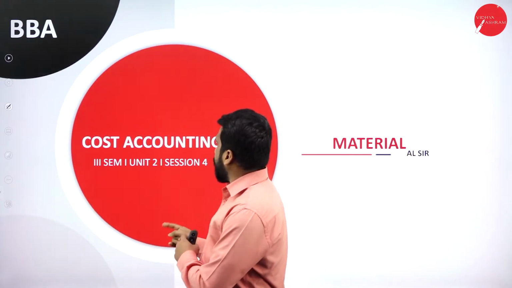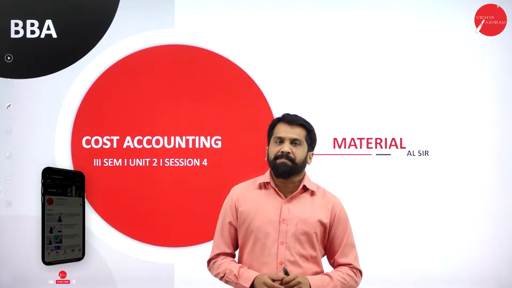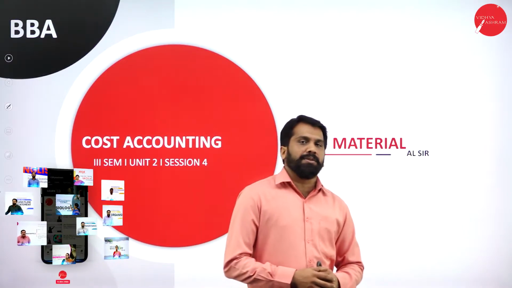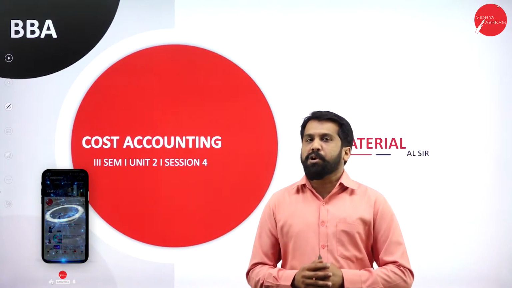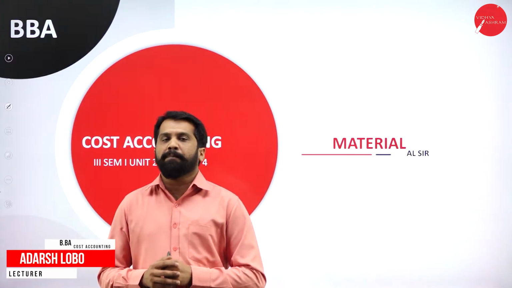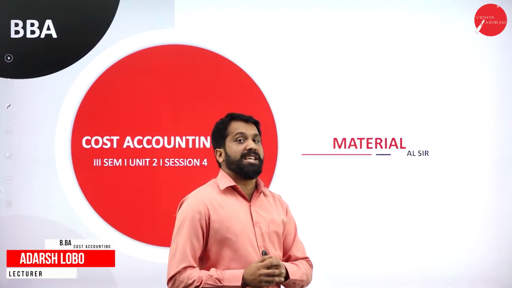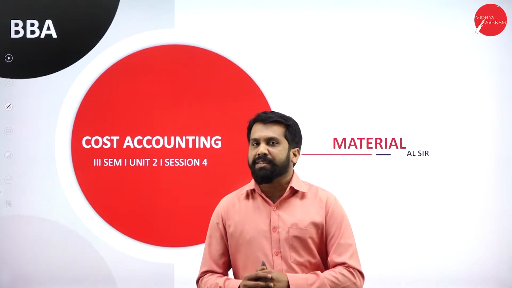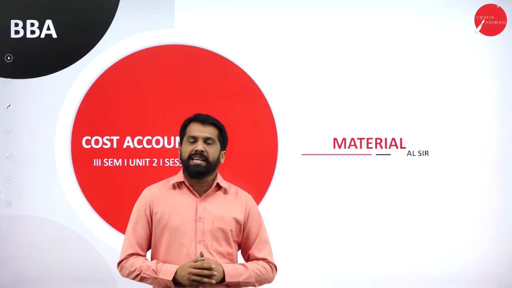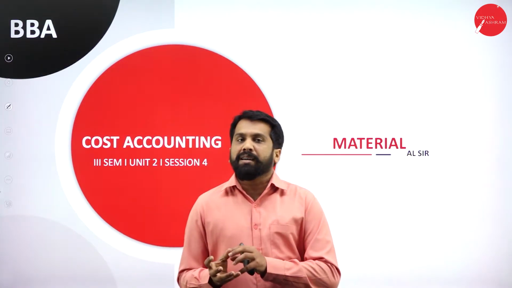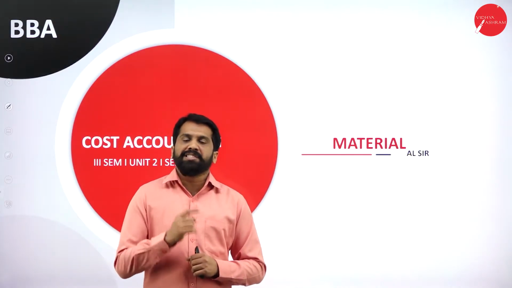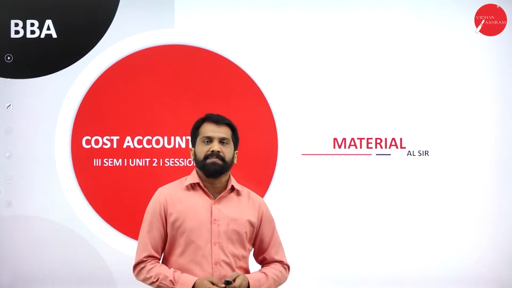So we are in session 4 of your topic called cost accounting. Under cost accounting, we are doing the topic material. Now, in material, as I told you, you have many subtopics like stock levels, EOQ, ABC analysis, as well as LIFO, as well as FIFO. In today's session, we will discuss EOQ, economic order quantity. We will discuss what you mean by EOQ, the assumptions of EOQ, the costs included in EOQ, and how EOQ saves your cost. Each and everything we will discuss in today's session.